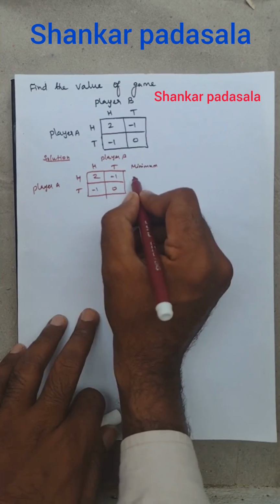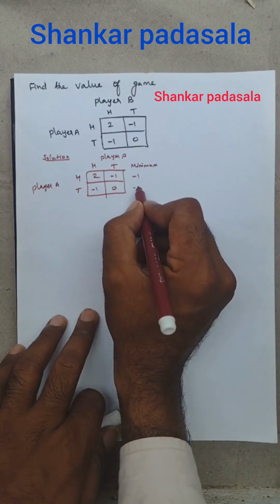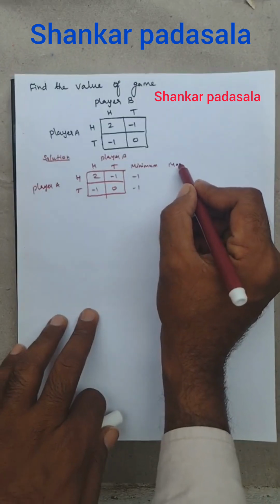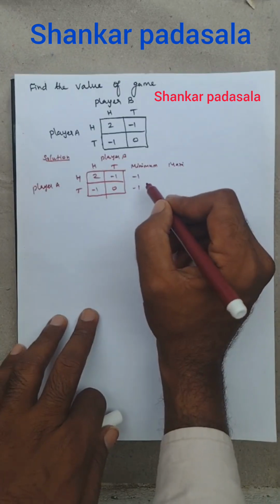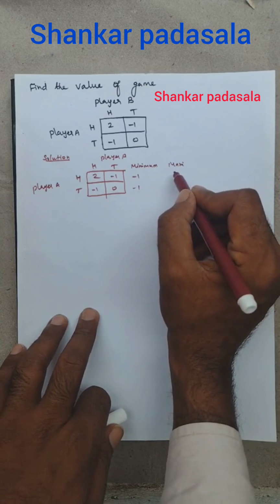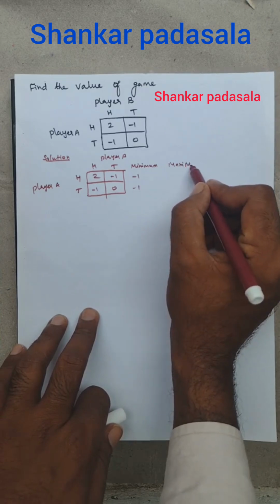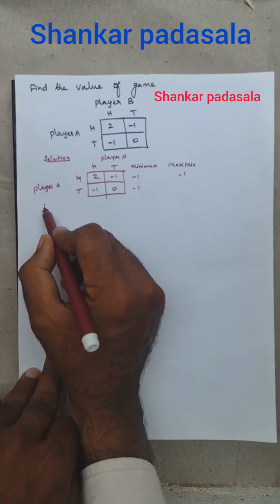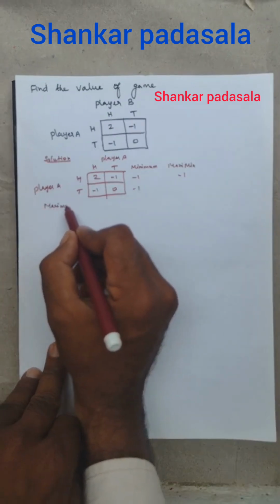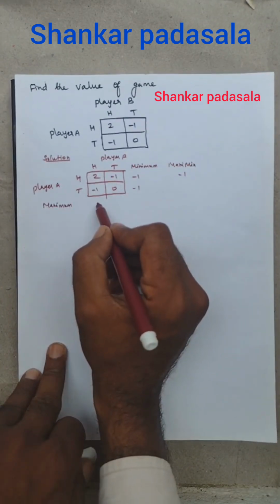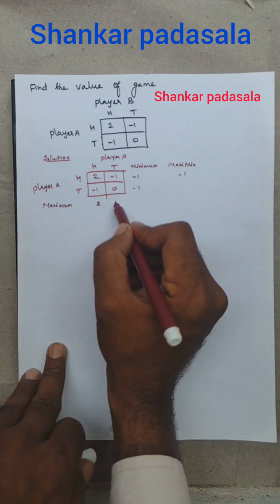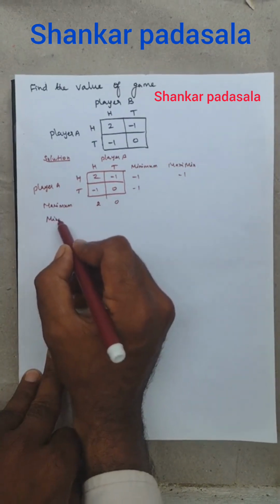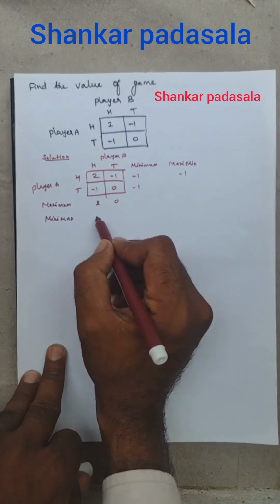So here minimum value -1, here minimum value -1. Among these minimum values, the maximum, the same value will come since they are both equal: -1. Now in columns, first we are going to find the maximum value. So here the maximum value in the first column is 2, in the second column 0. Among these maximum values the minimum we call minimax, which is 0.